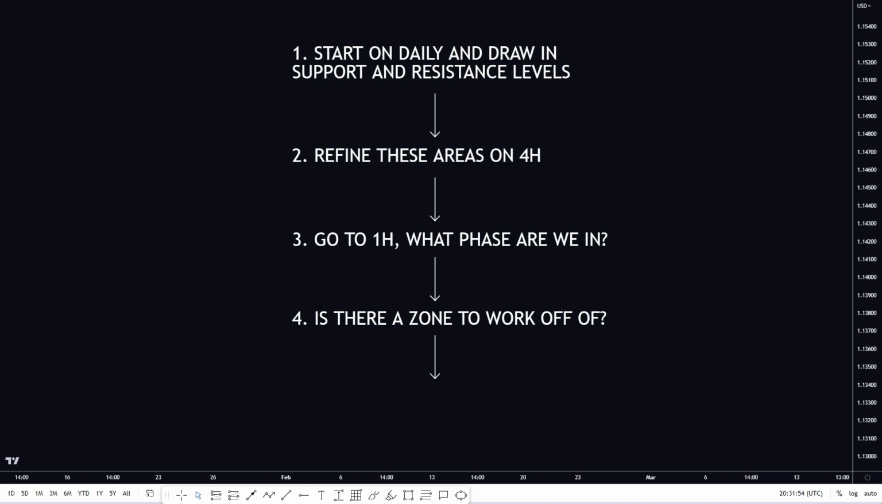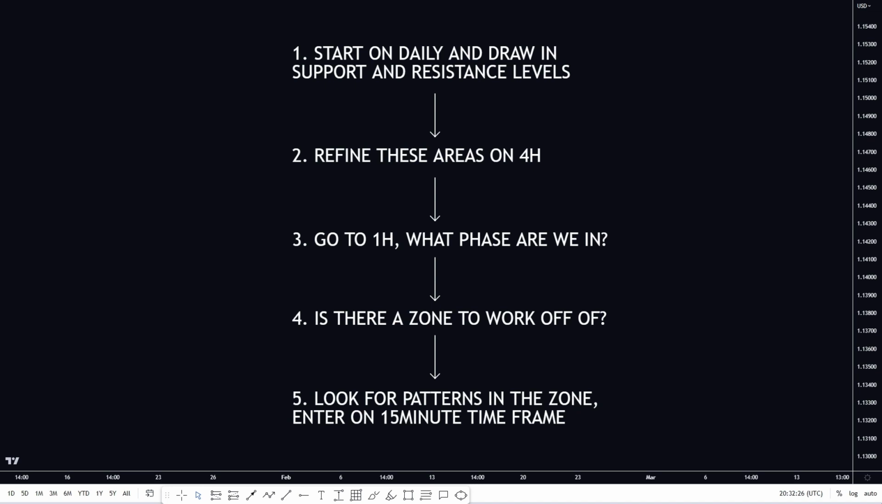So now what I would do is mark up my higher time frame areas, which will already be on the chart. So I'll know if I'll be able to trade out of these zones or not. Is there an area to work off of? Obviously, if there's an area on the 1 hour or something like this, I can add that in, or I can add in more rules to make sure I'm looking for these. But just say, for example, I'm just looking to trade out of the higher time frame areas. So is there a zone to work off of? Either yes or no. There's either going to be one approaching or there's not. It's very black or white. And then finally, look for patterns in the zone, and enter on a 15-minute time frame.